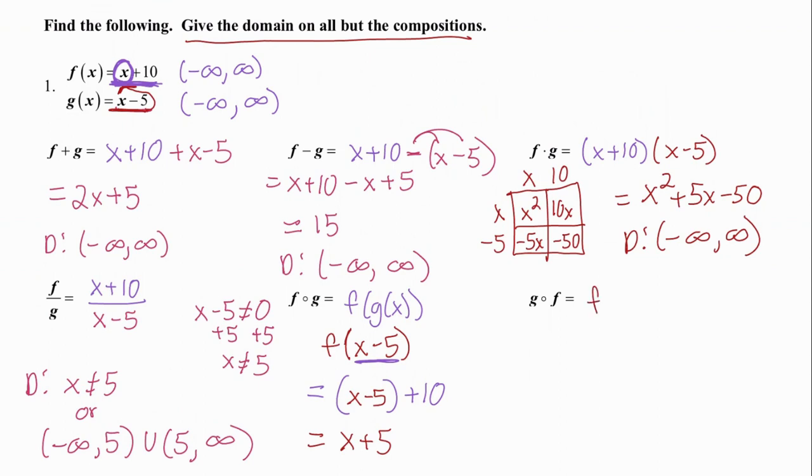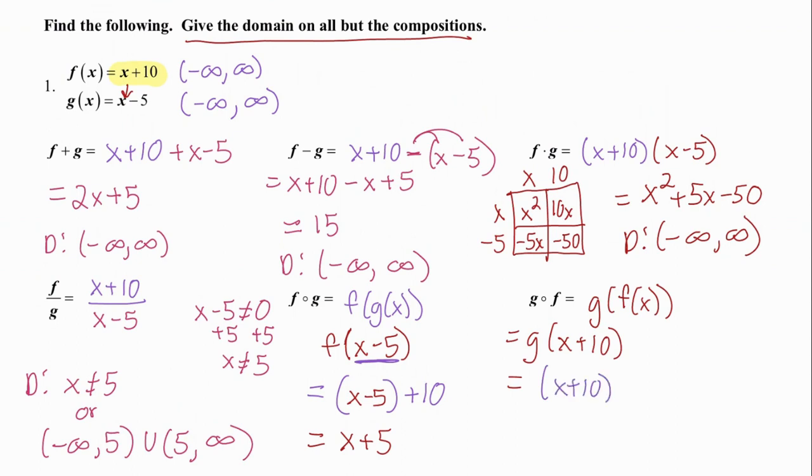So now we're trying to find g of f of x. Okay, so now I'm taking this equation, this f of x, and I'm plugging it in for x in the other equation. So I'm really finding g of x plus 10. Okay, so I'm going to plug that in. So that would be x plus 10 minus 5.